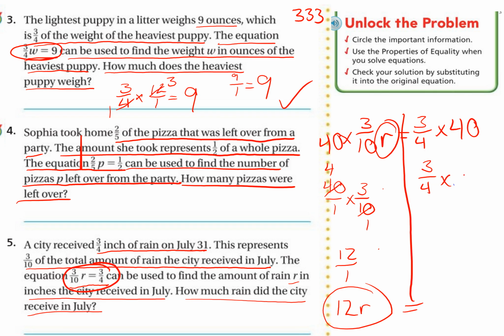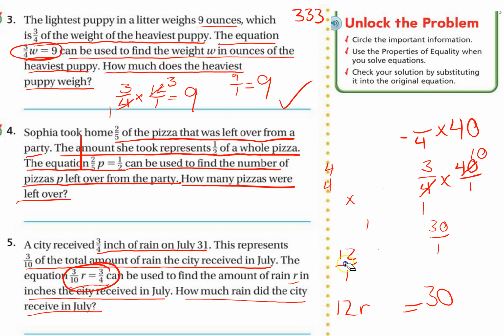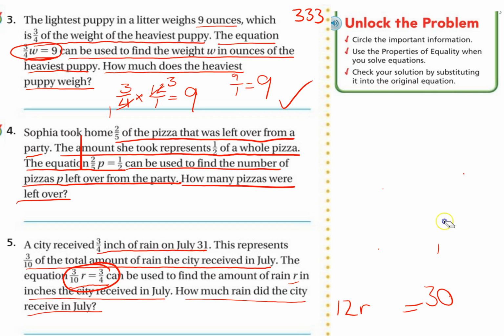now let's focus on the right side, 3/4 times 40. I can rewrite 40 as 40 over 1. I can cross simplify here. 4 goes into 4 one time, 4 goes into 40 10 times. And then now I can multiply straight across. 3 times 10 is 30. 1 times 1 is 1. 30 over 1 is just equal to 30. So now I have a new equation, 12R equals 30. So I'm going to rewrite.